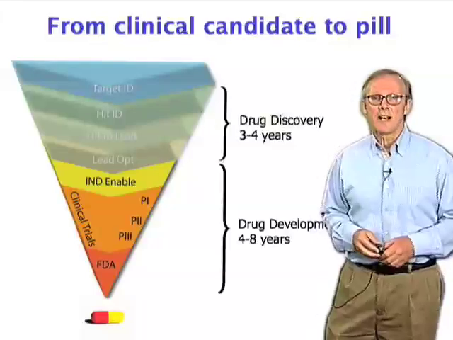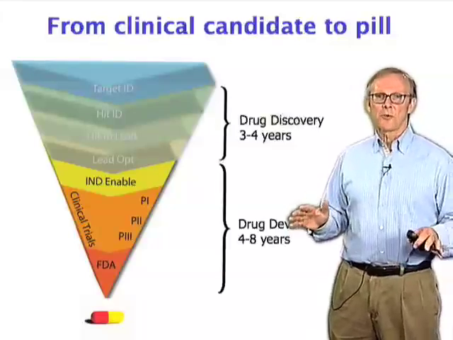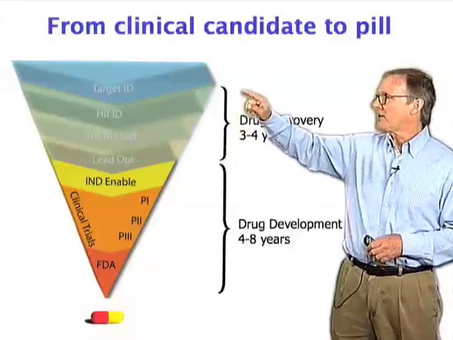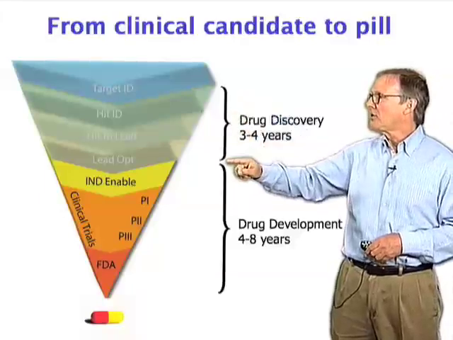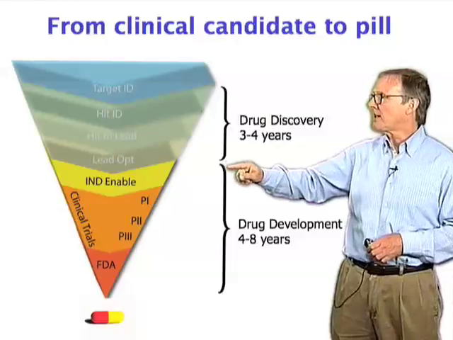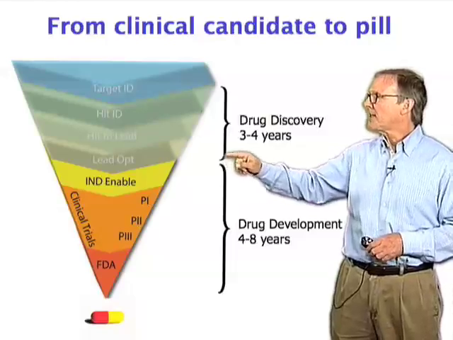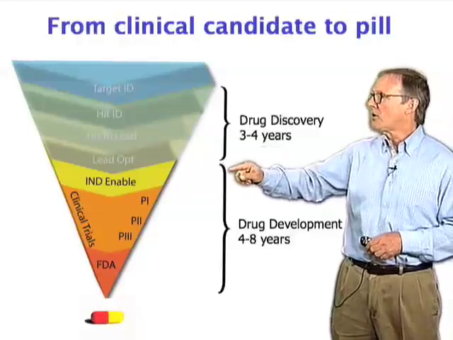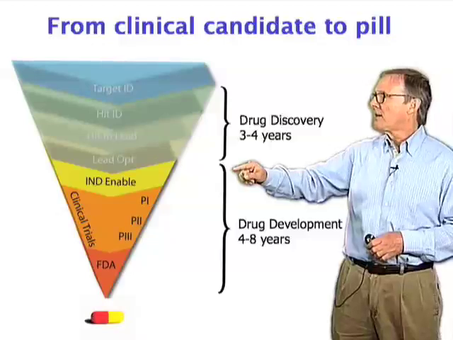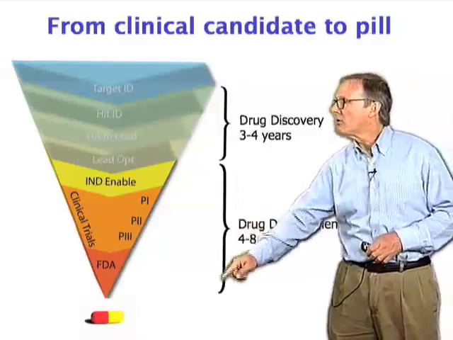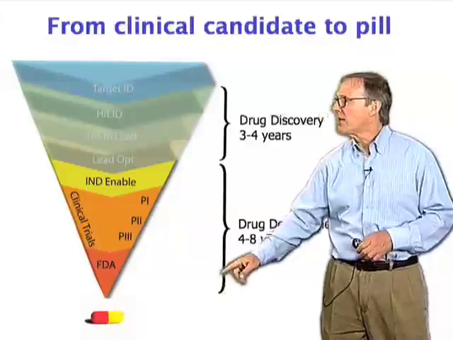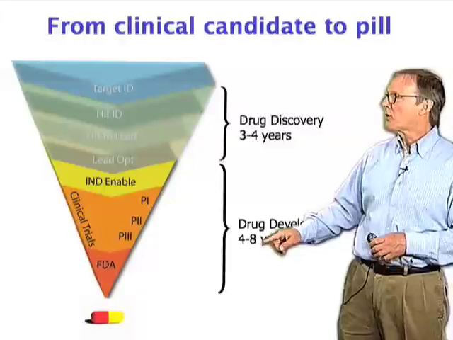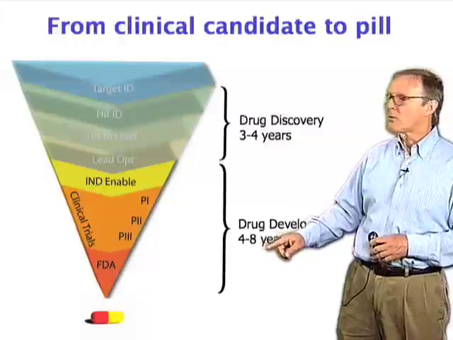So now, having done all the work in the drug discovery part, which is basically this area from target ID through lead optimization to identify a clinical candidate, that typically takes somewhere around 3 to 4 years. There's still a whole lot of work to go on, from IND enabling all the way through registration and FDA approval. This process is much more expensive and longer, about 4 to 8 years.